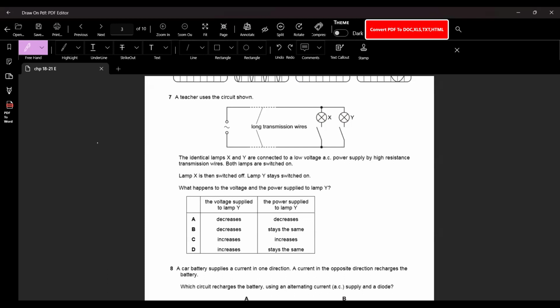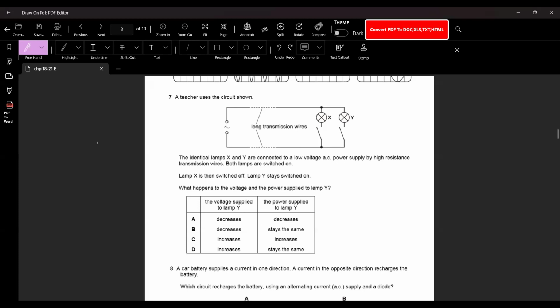Lamp Y stays switched on. What happens to the voltage and what happens to the power supply to the lamp? Voltage supply to the lamp Y. X is now switched off. All of the voltage would be given to Y and the power supplied to lamp Y. Both would increase when X is switched off, because now there's only one lamp attached to the circuit.